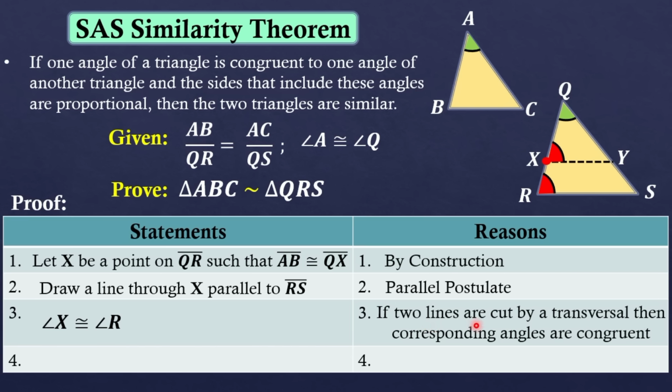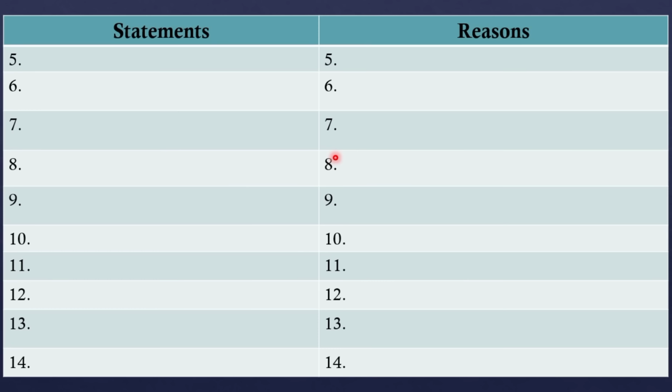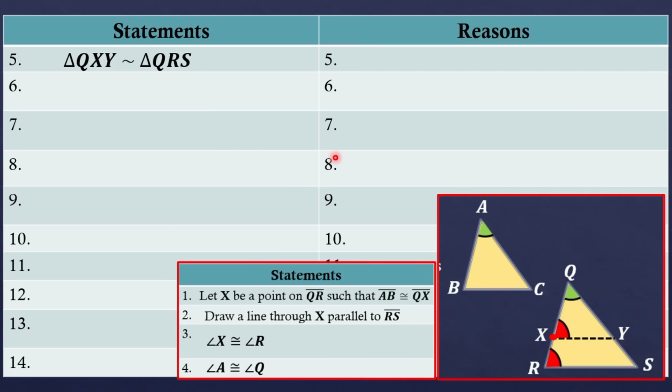If two lines are cut by a transversal, then corresponding angles are congruent. And then we have angle A is congruent to angle Q. So, yun po ay nandito. So, that is given. Let us continue. So, triangle QXY is similar to triangle QRS. So, that is by, ito po yung ating figure kanina, triangle QXY is similar to triangle QRS.